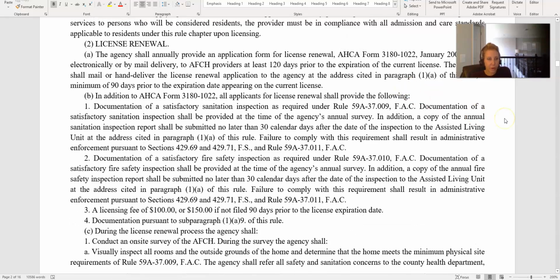Number 2, license renewal. The agency annually provides an application form for a license renewal, the ACA Form 3180-1022. They're going to provide it to you either electronically or by mail delivery to the AFCH providers at least 120 days prior to the expiration of the current license. The provider shall mail or hand deliver the license renewal application to the agency at the address cited, a minimum of 90 days prior to the expiration date appearing on the current license.